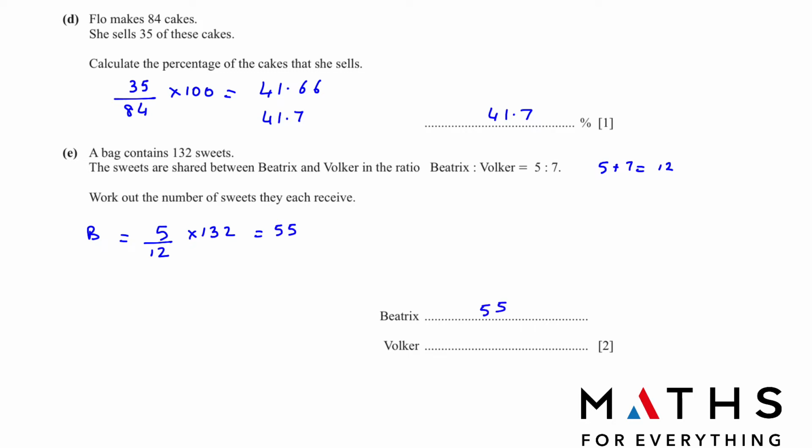Now to find for Walker, you can either do 7 over 12 of 132. Let's see what we get here. 77. Or you could have subtracted from 132, 55, and that will also have given you 77.